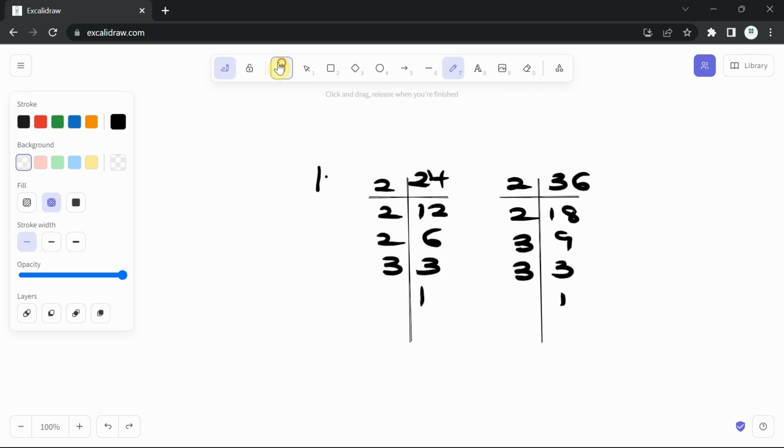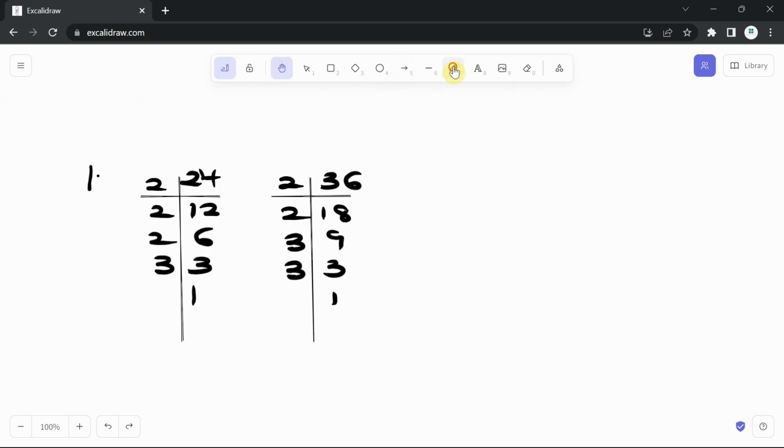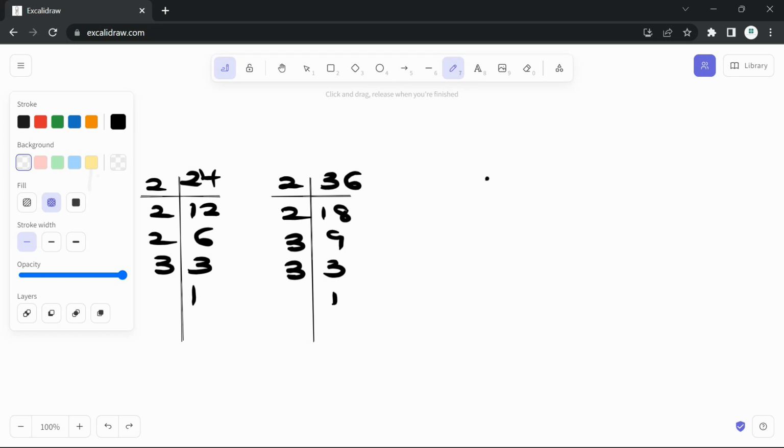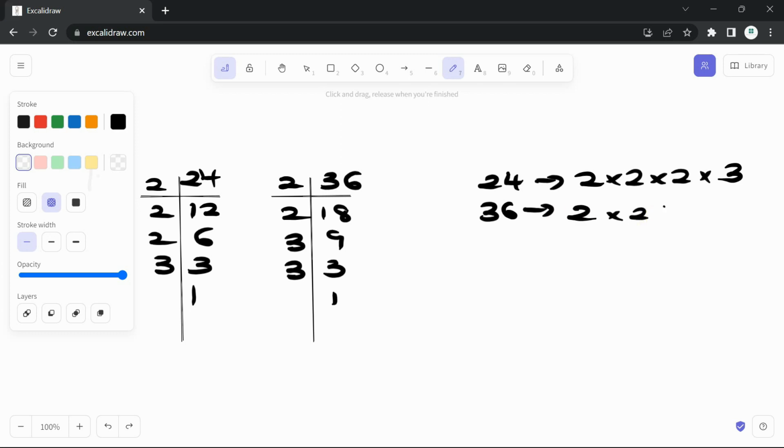So if I break this down, for 24, I had 2 times 2 times 2 times 3, right? And for 36, I had 2 times 2 times 3 times 3. So if I wanted to find the highest common factor, you can see both of them actually have a 2. There is a 2 here, so I will join this 2.